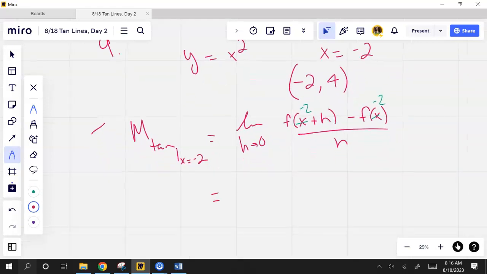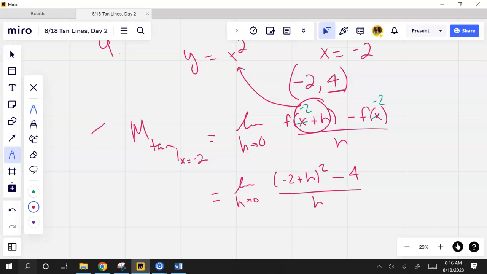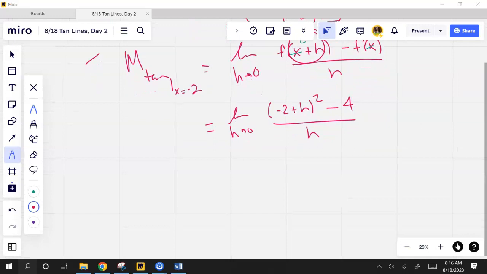All right, so I've got the limit as h goes to 0 of, well, what is f of -2 plus h? I'm taking this and it's going in for the x, right? So -2 plus h squared minus, I know f of -2 is 4, over h. I feel like we did this one. I remember the 4. Okay, so I got the limit as h goes to 0.